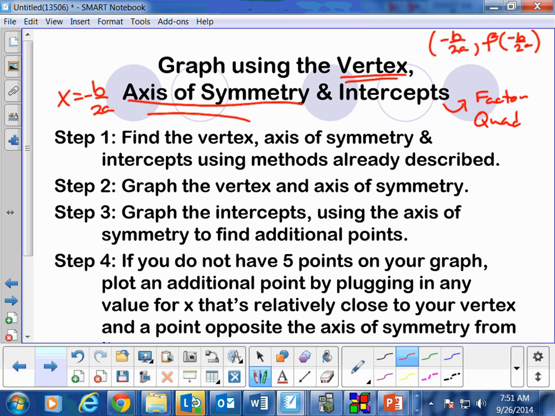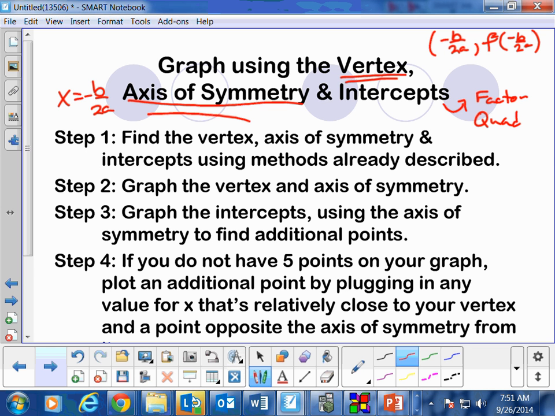And using these three things, we can go ahead and actually graph a pretty good quadratic. So now here are the steps. Find the vertex, axis of symmetry, and intercepts using the methods already described. So those are the three methods we wrote already. Graph the vertex and the axis of symmetry. Graph the intercepts, using the axis of symmetry to find additional points.